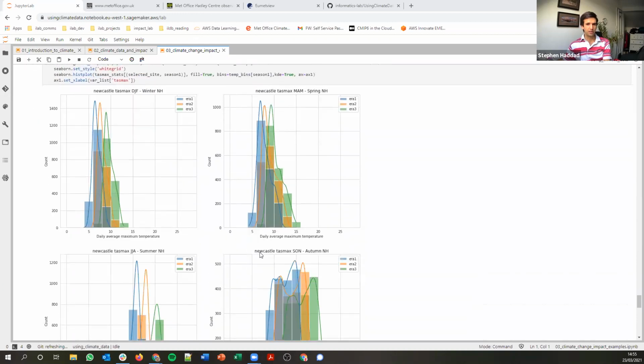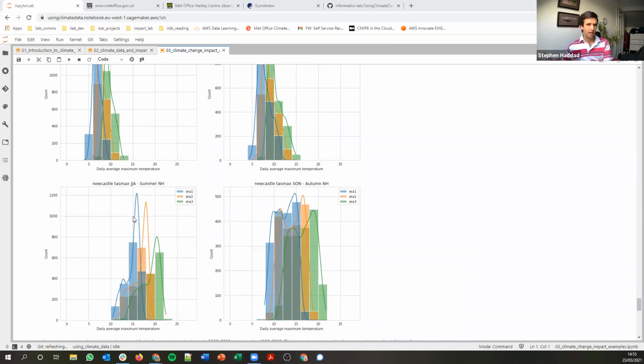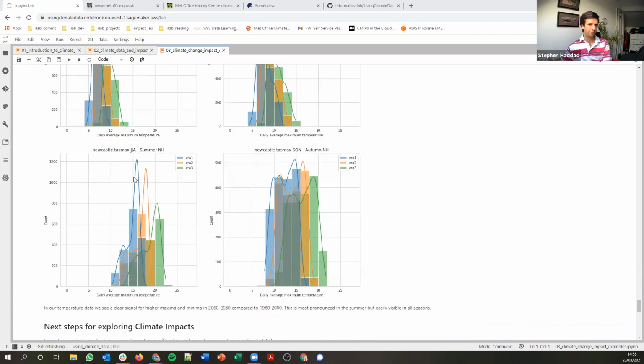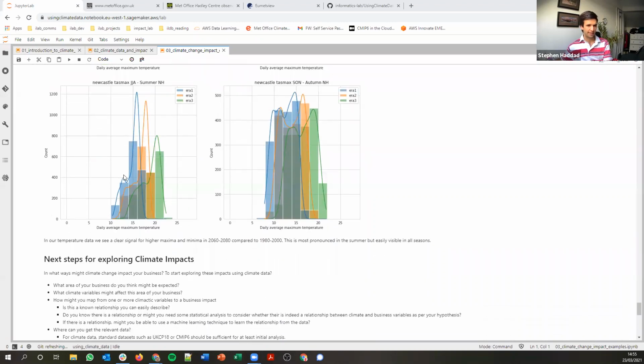And so again, you can see looking at these parts of the distribution. So for example, let's look at our Newcastle site. We can see in all 4 seasons in terms of average maximum daily temperature, there's a shift of our distribution curve to the right towards warmer temperatures in all 4 seasons. So that's a very clear signal.